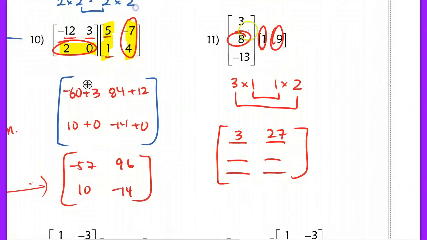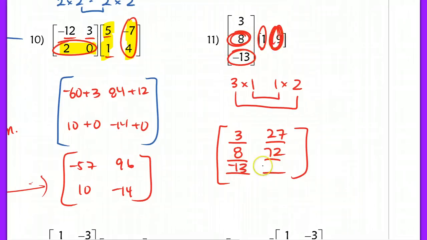So now we're going to take 8 and multiply it by 1. I get 8. Take 8, multiply it by the second column here, that's 72, and so on. So then I get negative 13 times 1, and negative 13 times 9, give me negative 157, okay? Oh wait, that's way off. Sorry, 27, negative 117, sorry.